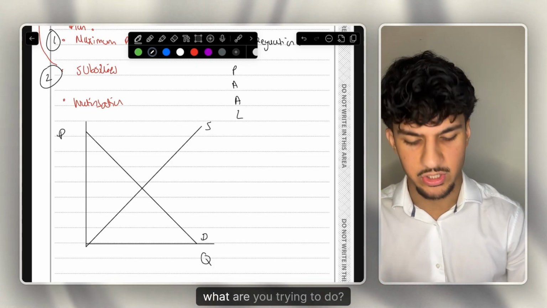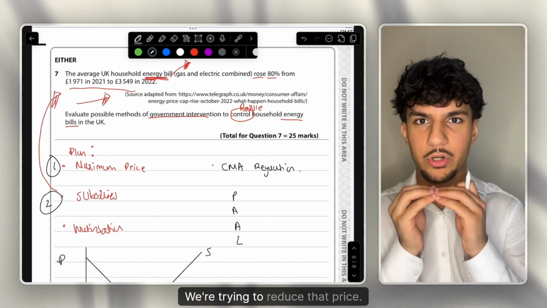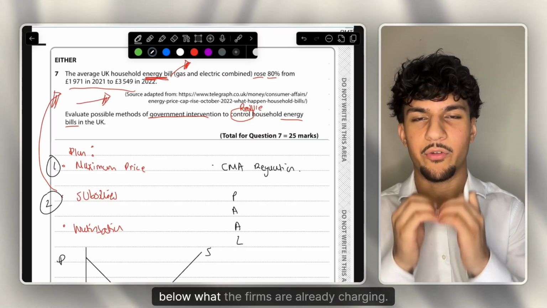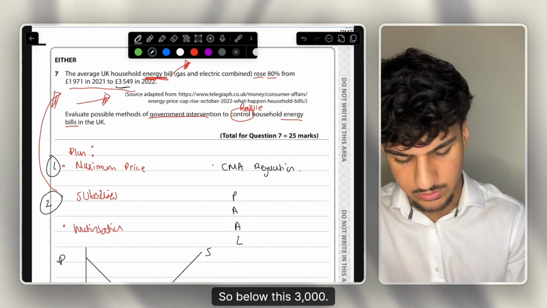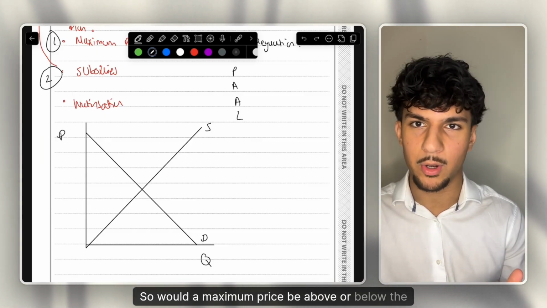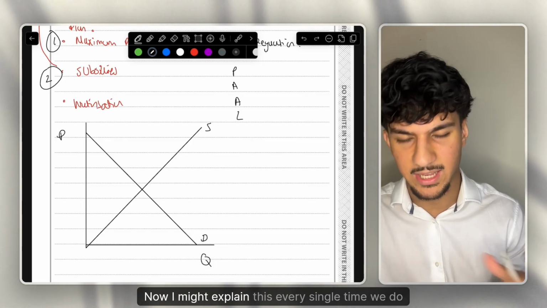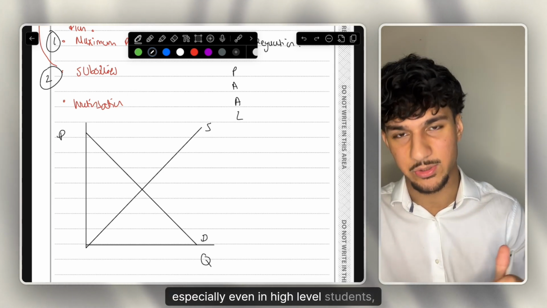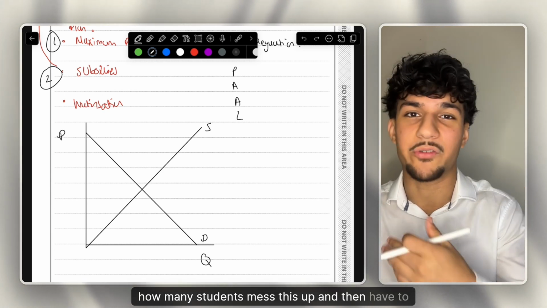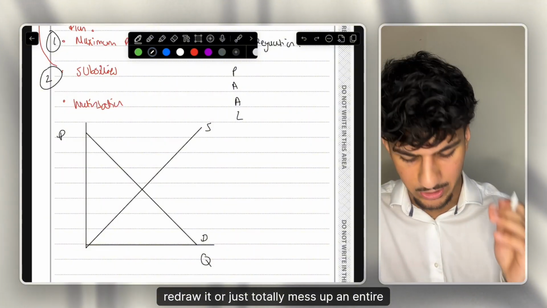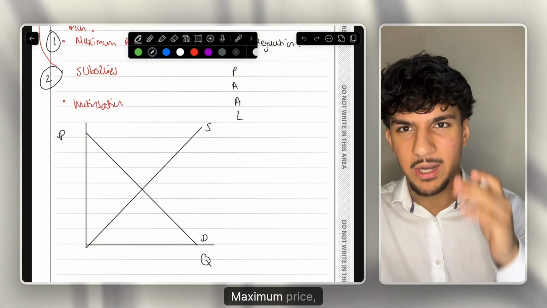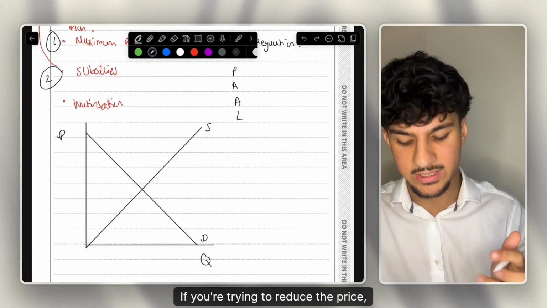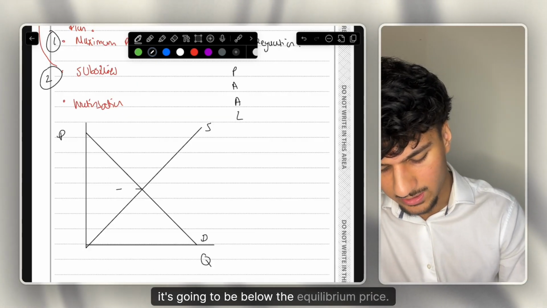Now, a maximum price, what you're trying to do, and let's look back to the question, we're trying to reduce that price below what the firms are already charging, so below this 3,000. So would a maximum price be above or below the equilibrium? Now, I might explain this every single time we do these, but you don't understand, especially even in high level students, how many students mess this up and then have to redraw it, or they just totally mess up an entire paragraph. But let's think about it. Maximum price, we're trying to reduce the price. If you're trying to reduce the price, it's going to be below the equilibrium price.